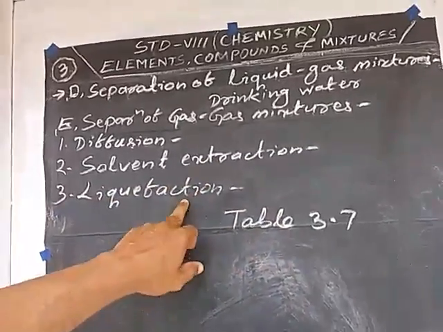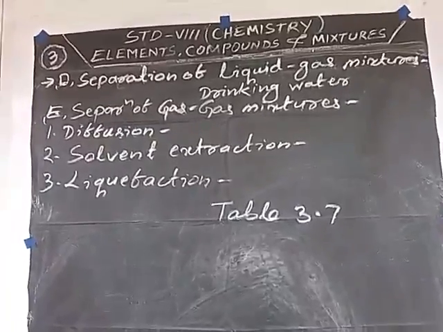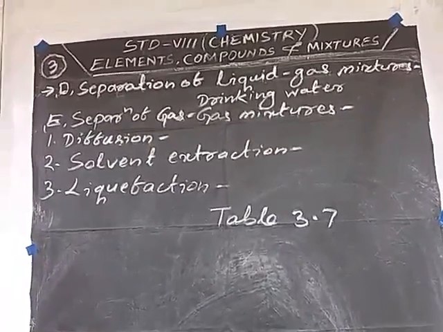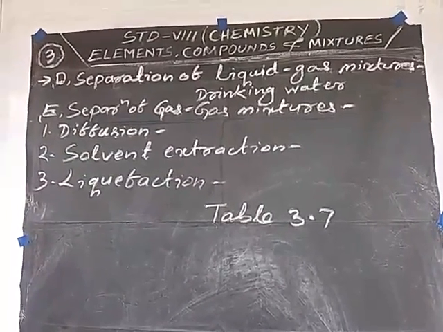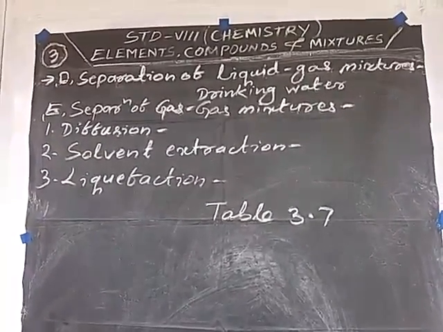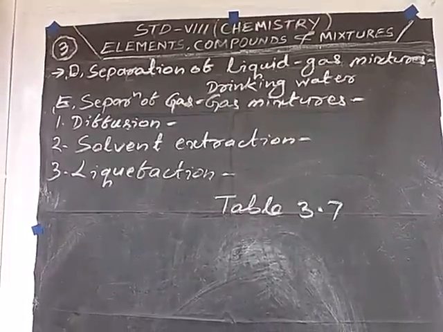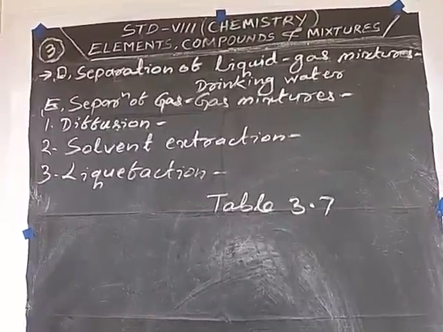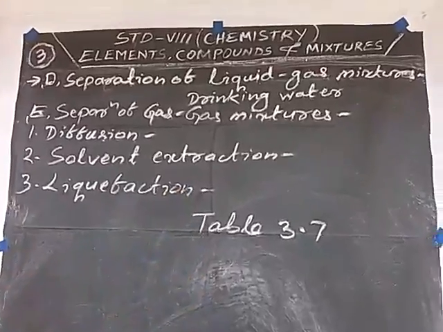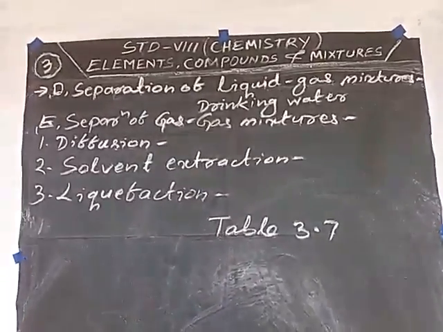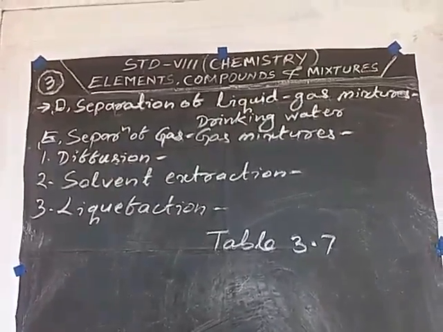Then liquefaction. This method is based upon the fact that some gases like ammonia, carbon dioxide, etc. liquefy easily at high pressure and low temperature. These gases are converted to liquid by applying pressure and lowering temperature, while others are not converted easily. For example, a mixture of ammonia and nitrogen can be separated by the liquefaction method. Ammonia, by applying high pressure and low temperature, changes to liquid state, whereas nitrogen cannot.